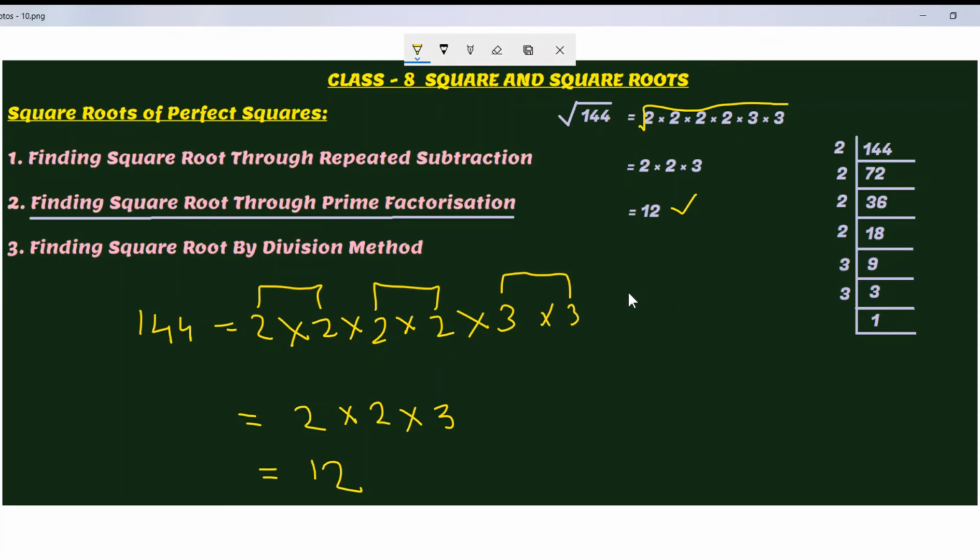If you want to find out the square root of any number, you need to find out the prime factors of that number, and then group the numbers into pairs, and then take one number from each group and multiply the numbers. Then you will get the square root of the given number.